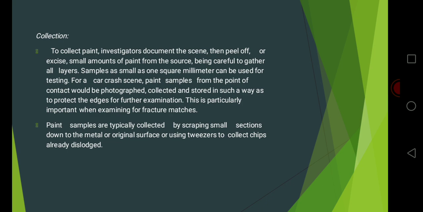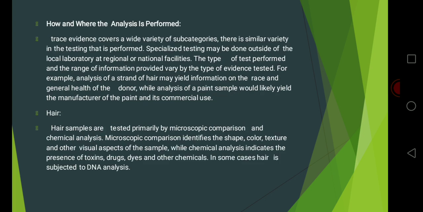For a car crash scene, paint samples from the point of the contact would be photographed, collected, and stored in such a way as to protect the edges for further examination. This is particularly important when examining for fracture matches. Paint samples are typically collected by scraping small sections down to the metal or original surface, or using tweezers to collect chips already dislodged.